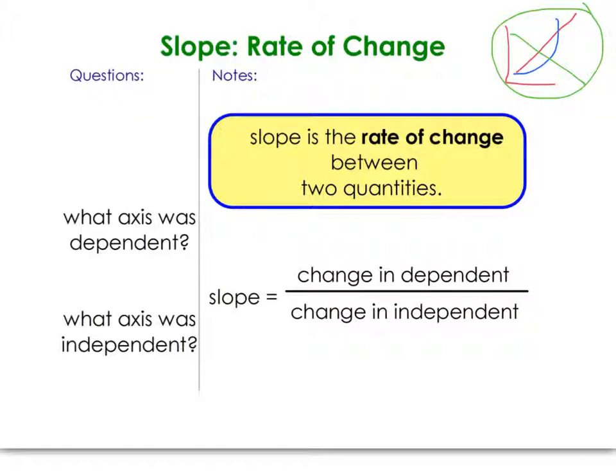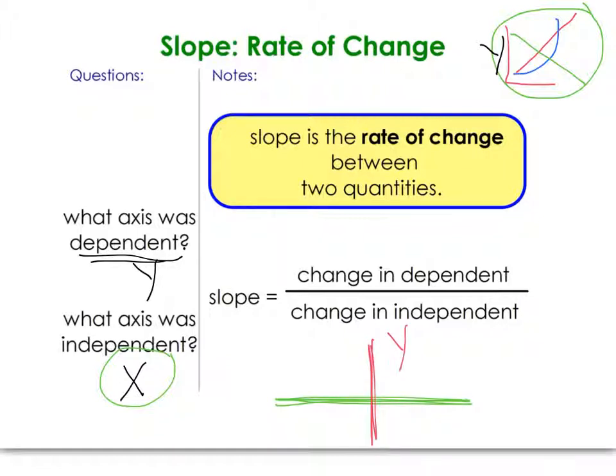So what axis is dependent? Well, my y-axis is going to be dependent and my x-axis is going to be independent. X, or my horizontal axis, is going to determine the change in my vertical axis, my y.